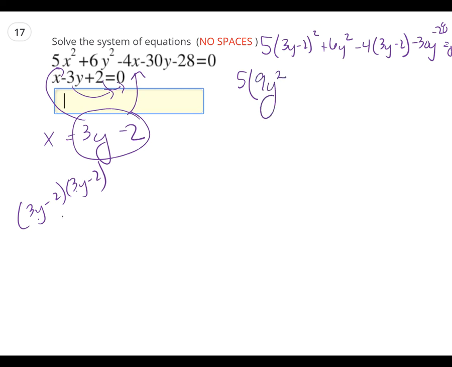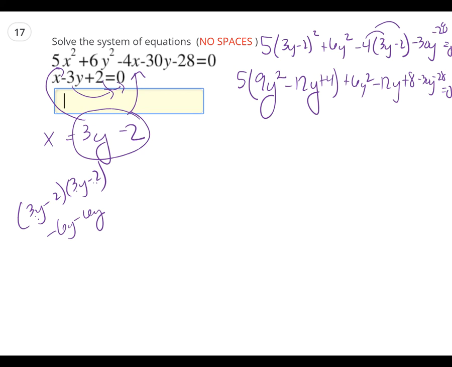9y squared. 3y times negative 2 is 2 of those, right? So I get negative 12y. And negative 2 times negative 2 is positive 4. Plus 6y squared, which is negative 4. Negative 12y plus 8, right? Negative 30y, still a negative 28 equals 0.